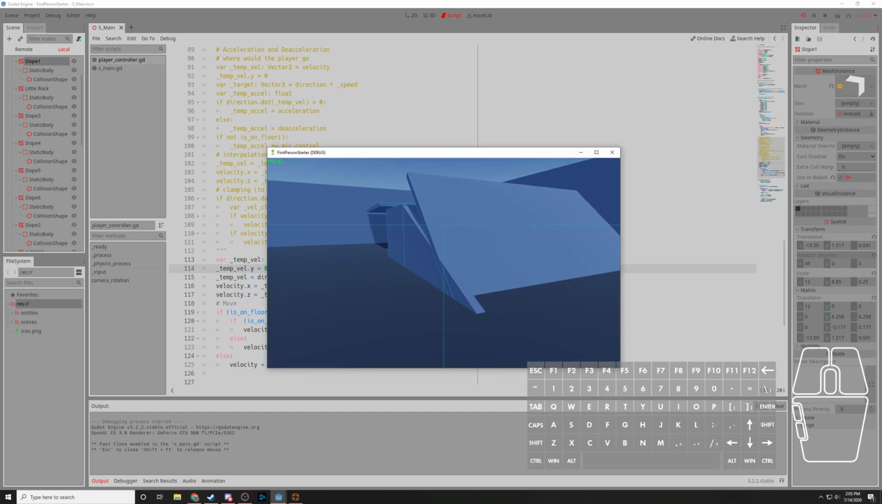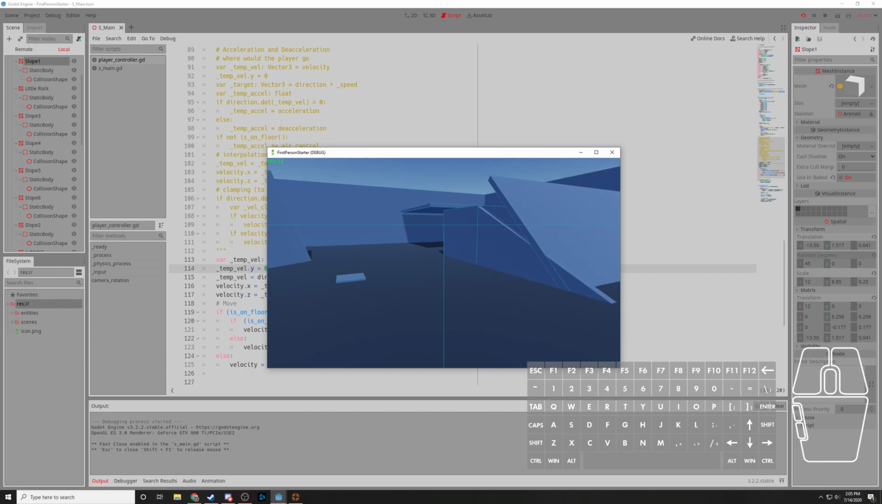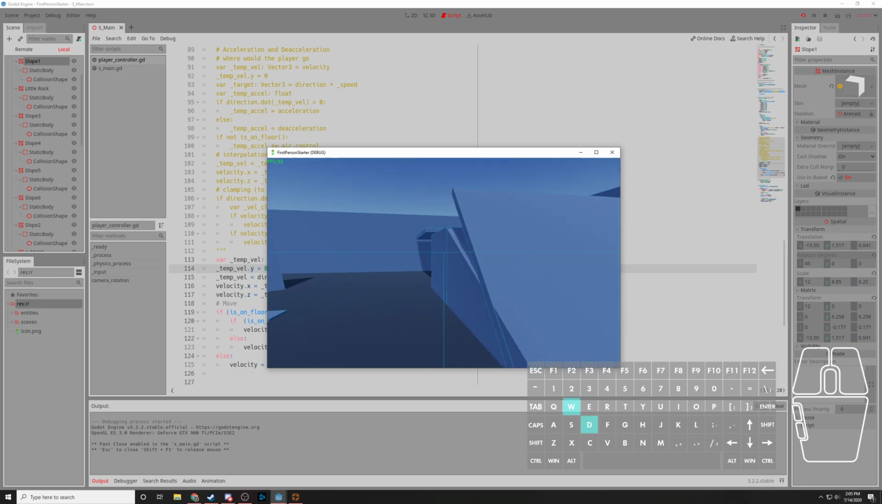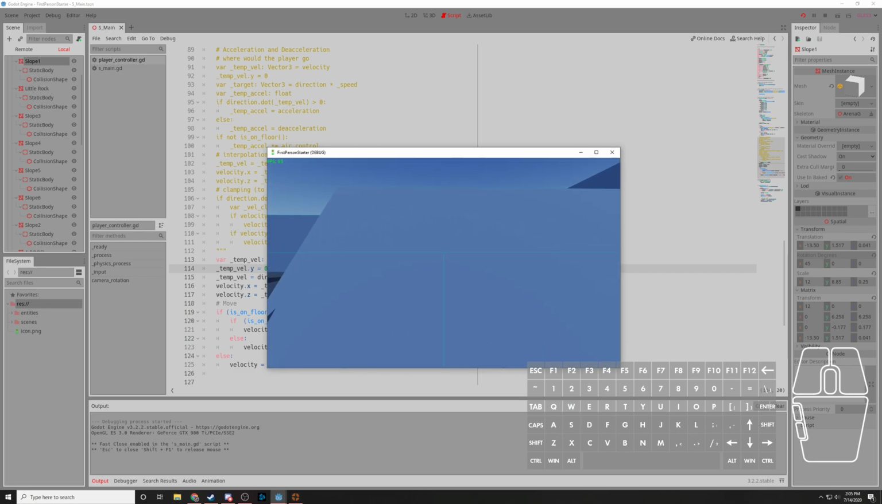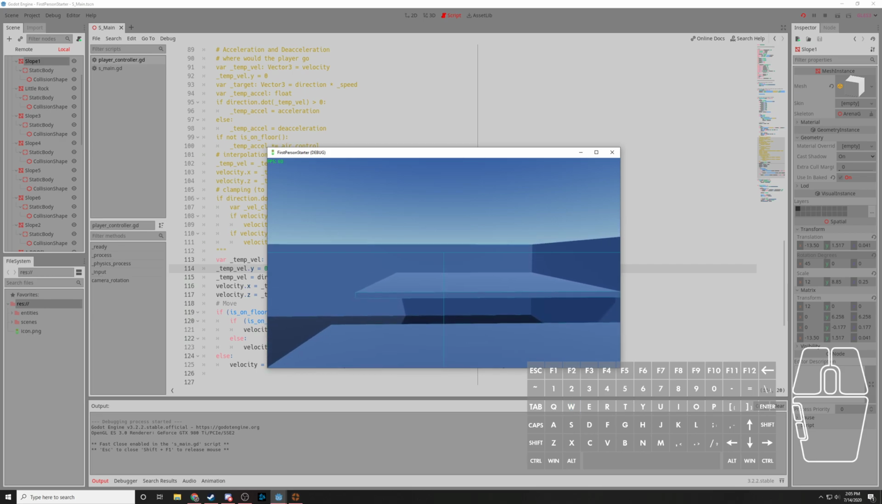Alright, so right here, we completely removed friction from the equation. And, you know, it works as intended. You move very responsive and all. So, of course, the issue of sliding down the slope with the deceleration should be done, right? So let's go up the slope. And yet it still happens.